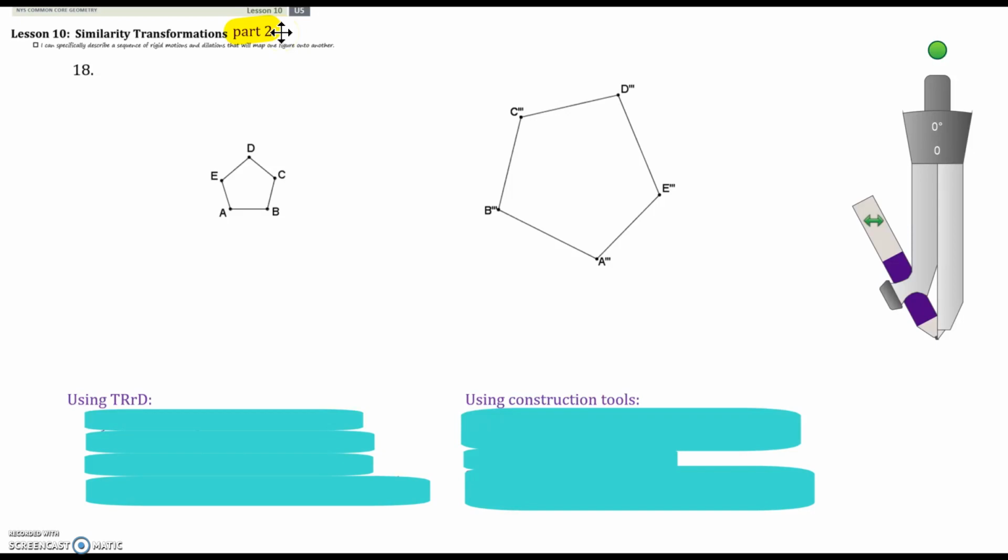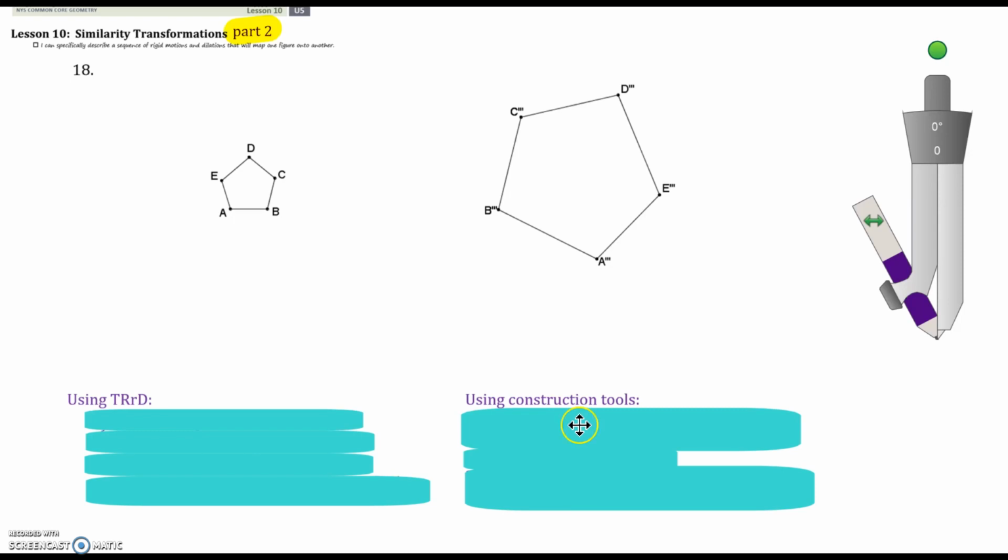We're going to be talking in this video about more similarity transformations, which combine rigid motions with dilations. I'm going to show you two ways to do each problem. I'm going to start off with the construction tools, and then I will go back over how you can use the TRRD method. With construction tools, some of you may find this a little bit easier because you're actually creating what you say you're going to create.